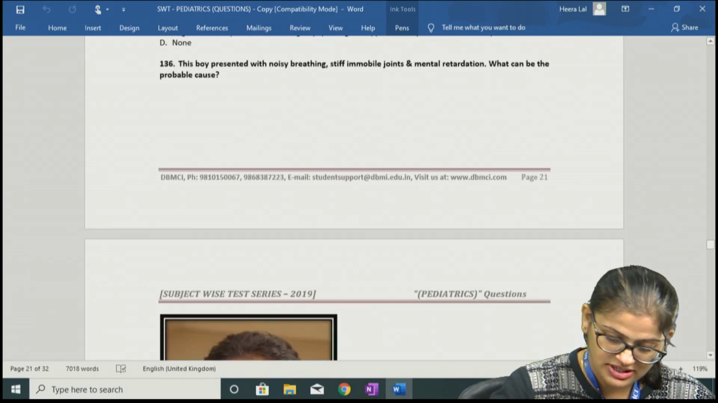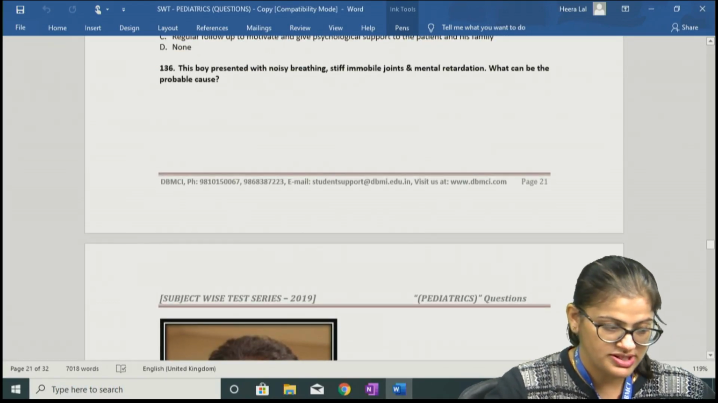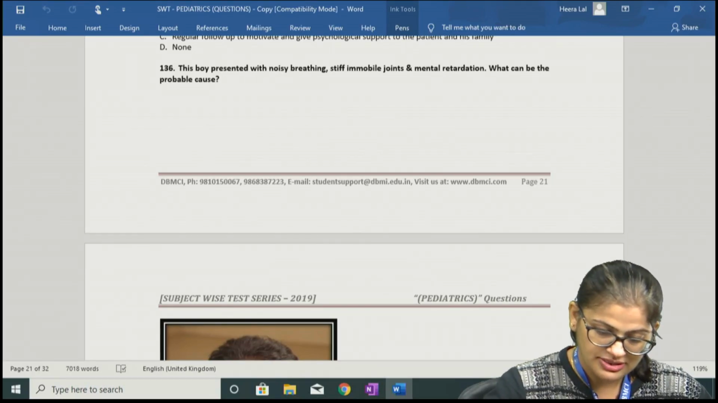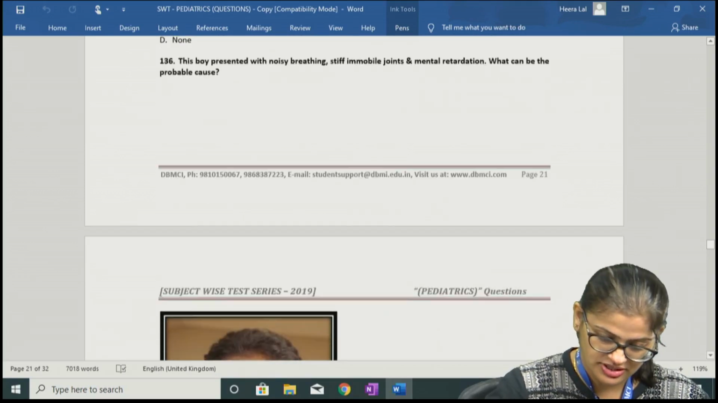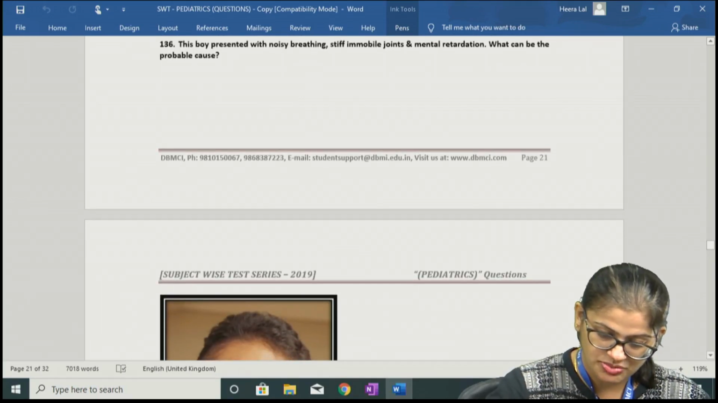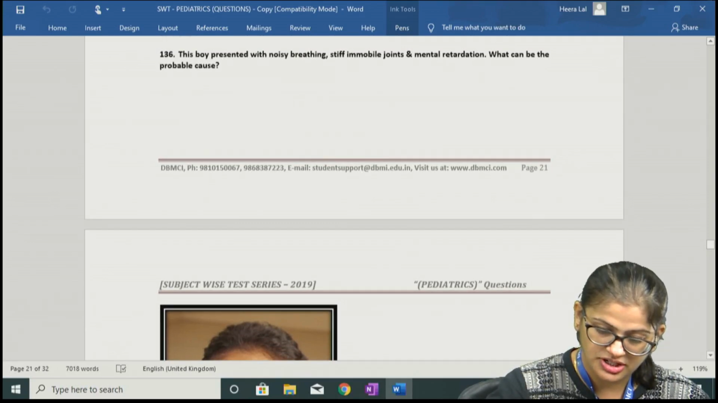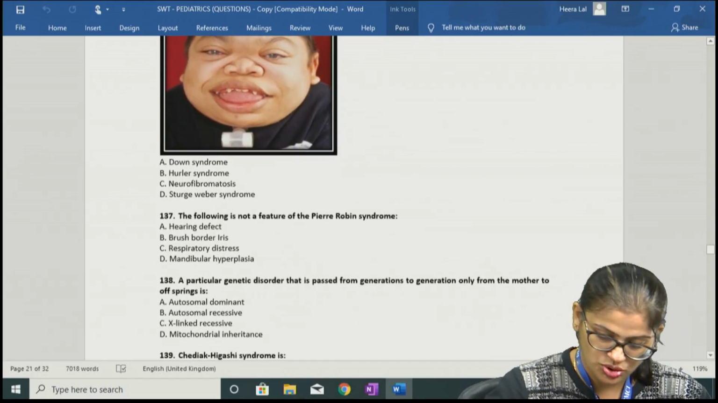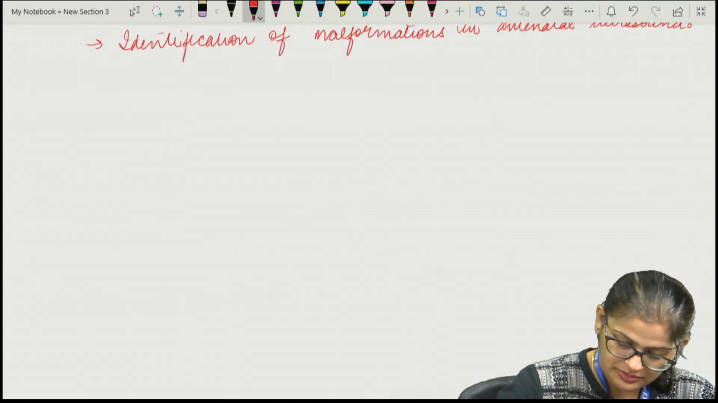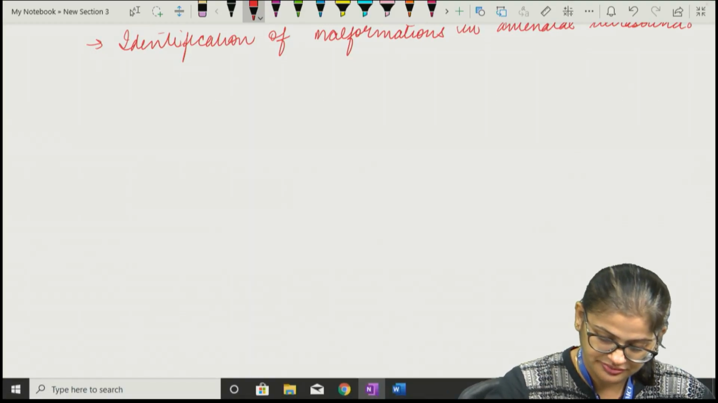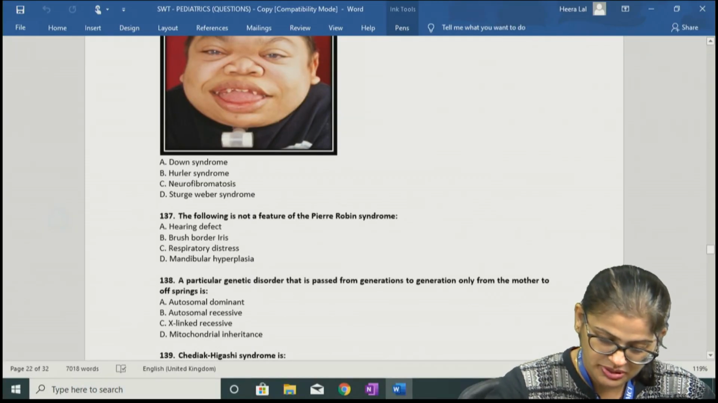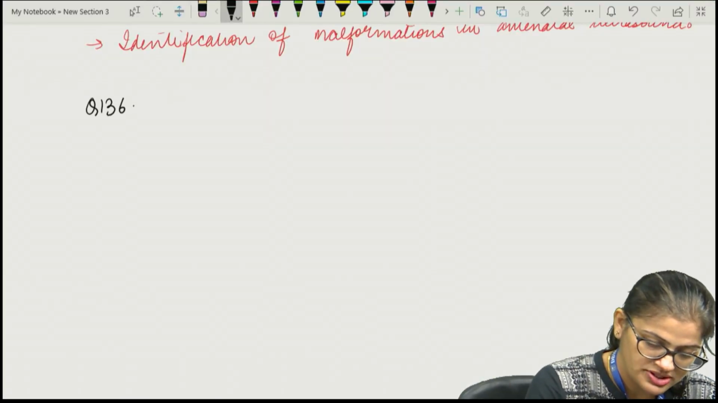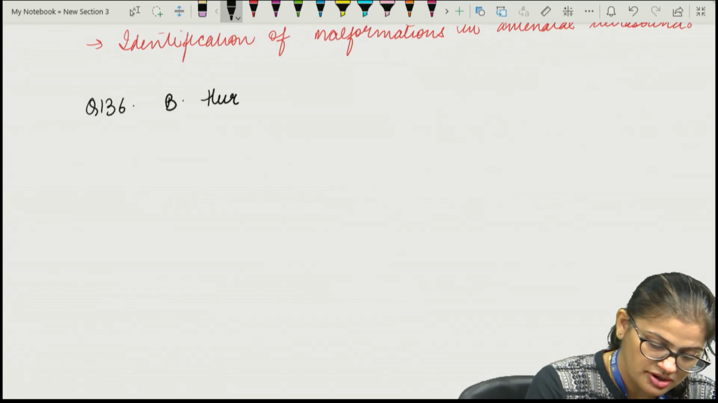So next we come on to question number 136. This again was an image based question, and it asked, this boy presented with noisy breathing, stiff immobile joints and mental retardation. What can be the probable cause? And the correct answer to this question was option number B, that is Hurler syndrome. So question number 136, answer was Hurler syndrome.